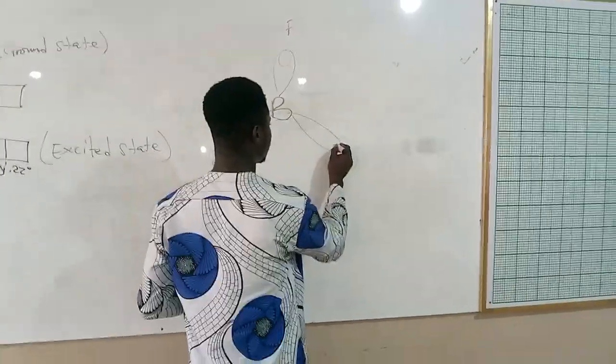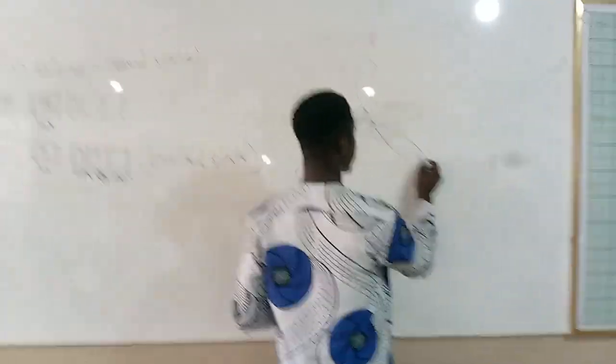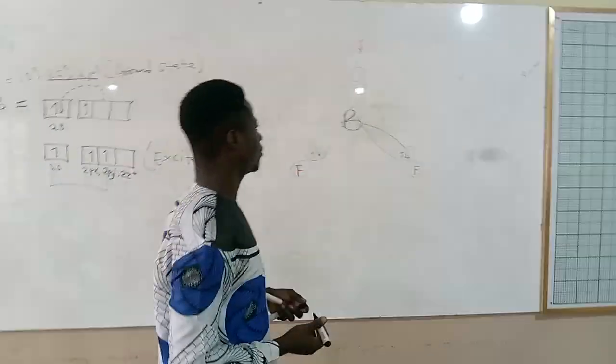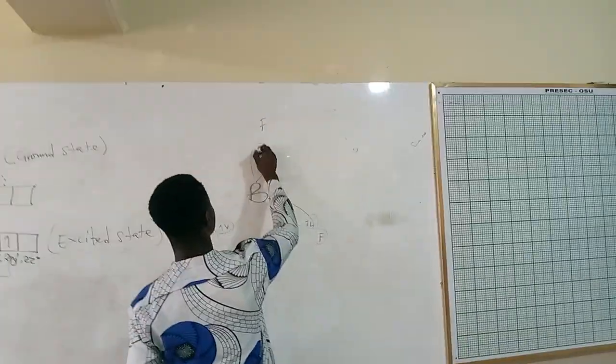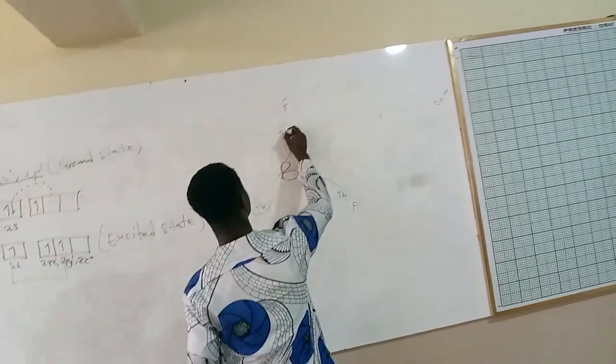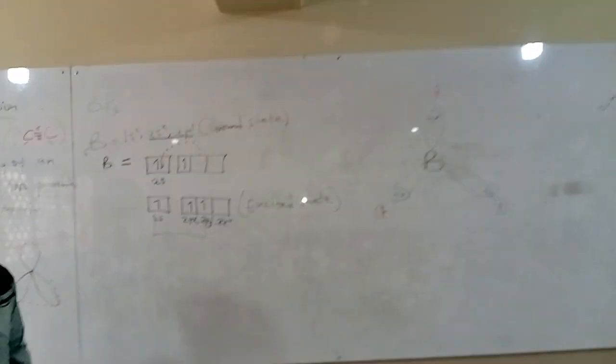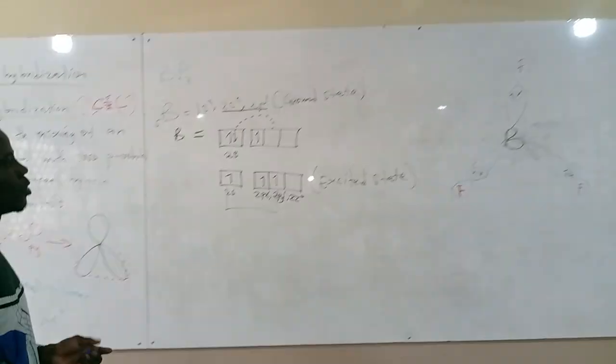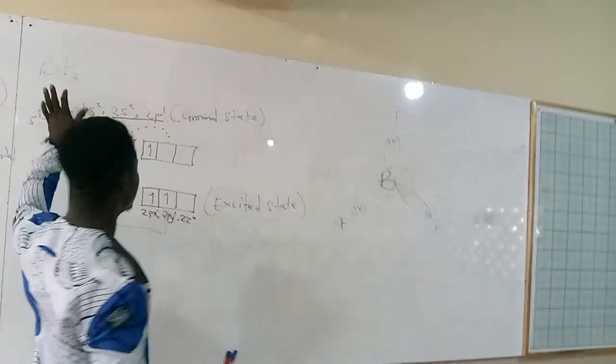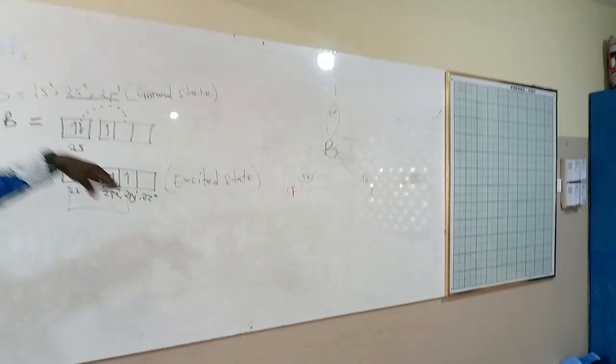Boron will donate one electron, fluorine will also donate one. They share to form a covalent bond. Boron will donate one, fluorine will also donate one. They share to form another covalent bond. So in actual sense, this is the actual shape of boron fluoride. This is the actual shape.